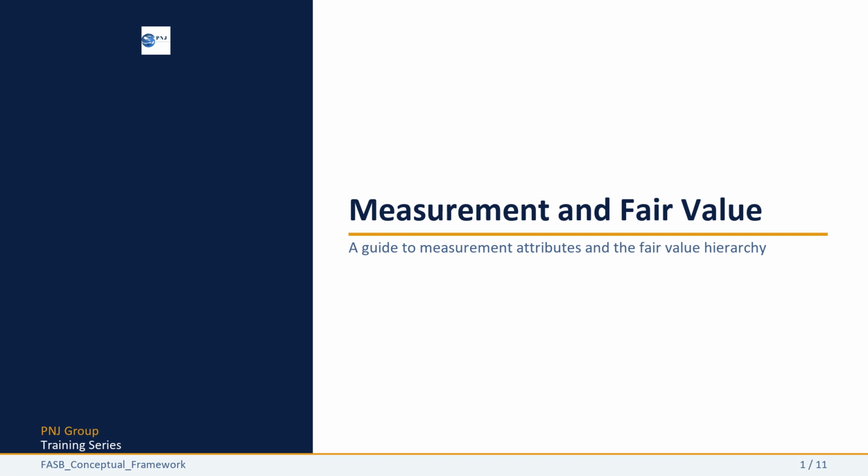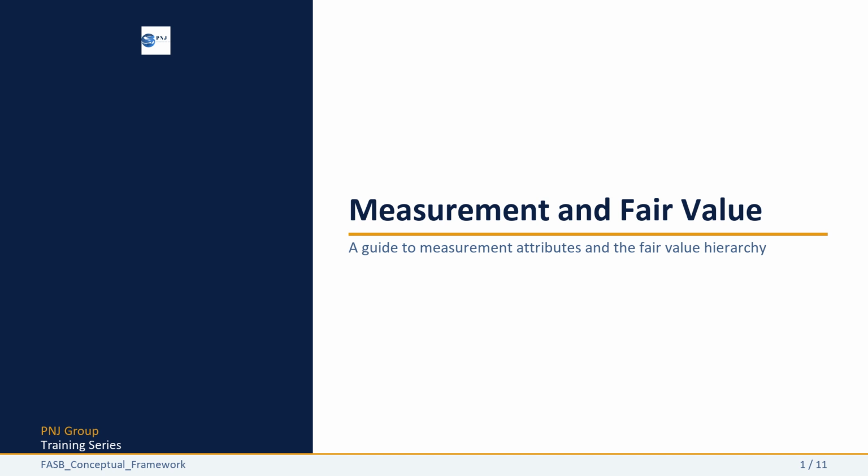Once an item is recognized, one question remains. At what amount? That is measurement, and it is less settled than you might expect. There is no single number that fits every asset and liability. Instead, US GAAP keeps a toolkit of measurement attributes, and each standard tells you which tool to reach for. In this section, we open that toolkit and then zoom in on the most demanding tool of all, fair value.